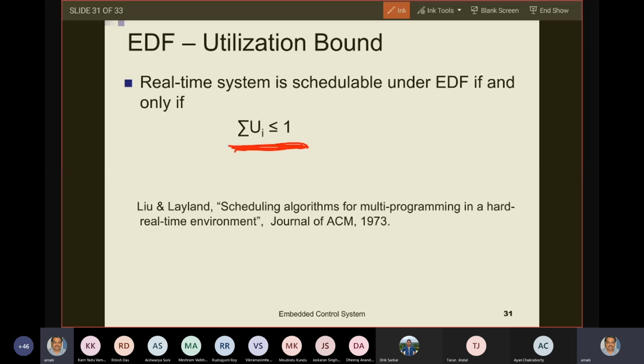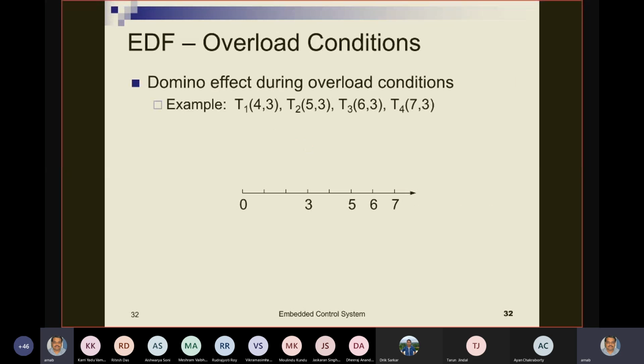Are you on slide number 32? Yes, sir. Okay.